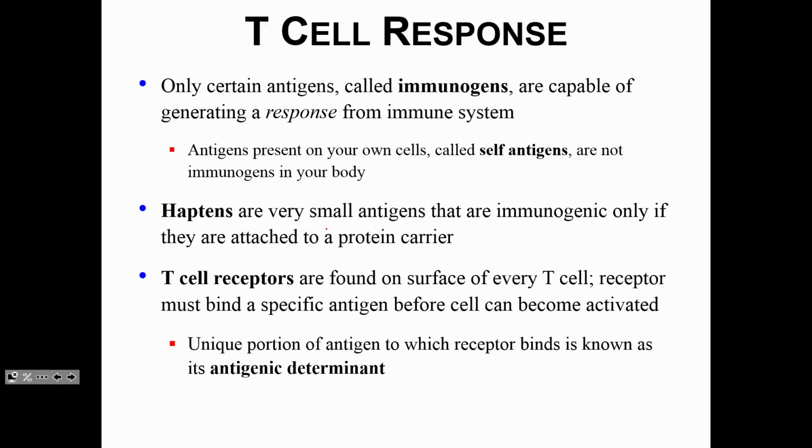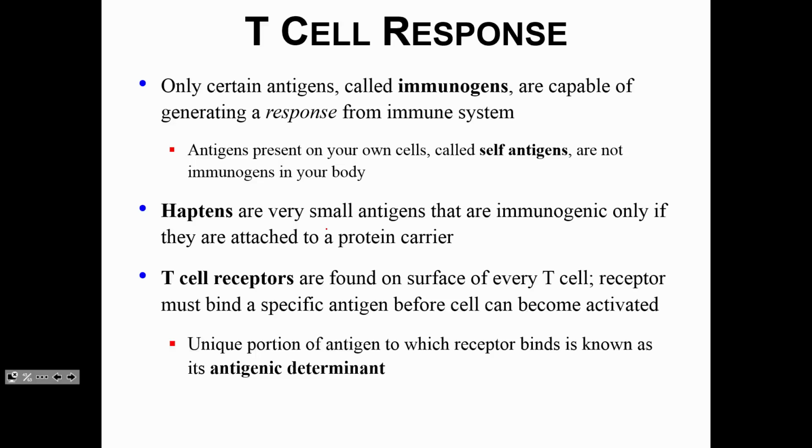Self-antigens are antigens that are present on your own cells. They are not immunogens in your body. In somebody else's body, they would be immunogens, but in your own body, self-antigens are not. Those are your own antigens that are present on your cells, so that's what we call self. Now, haptens are really small antigens that are immunogenic only if they're attached to a protein carrier. So this is where it gets into different types of antigens.